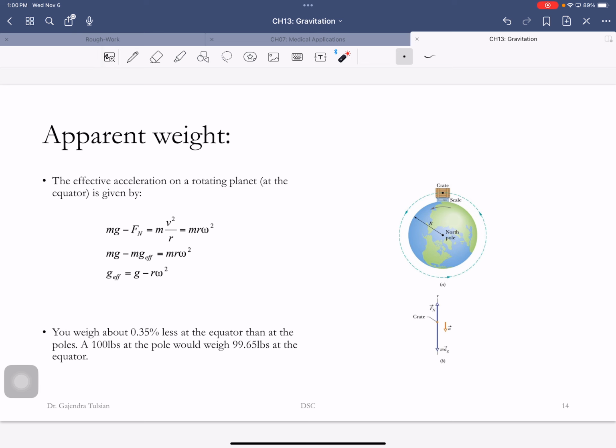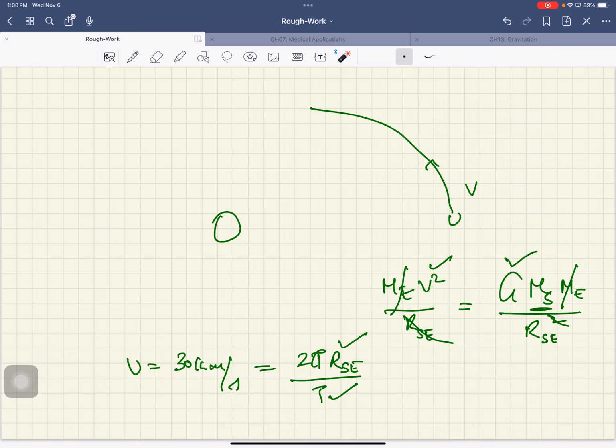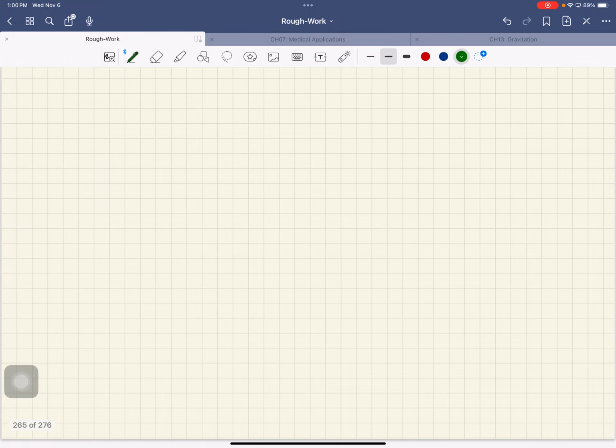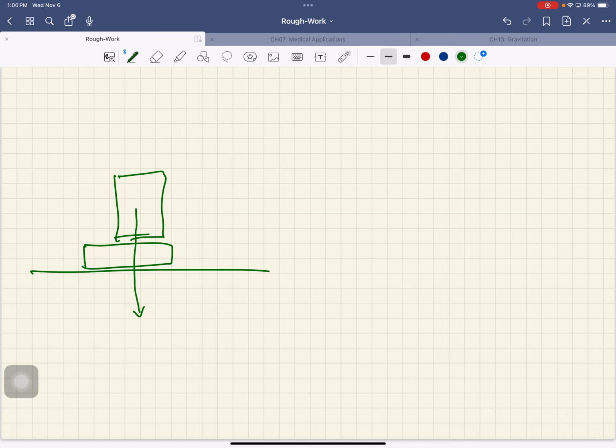So here's an interesting side story. Okay, so we'll do a couple of things. Okay, so here's a scale in your bathroom. You stand on the scale. What are the two forces on you? Well, the force of gravity, and then the scale is pushing you up.